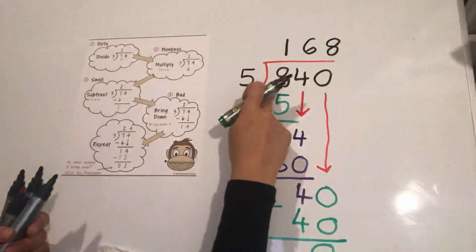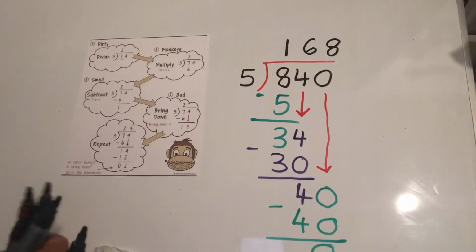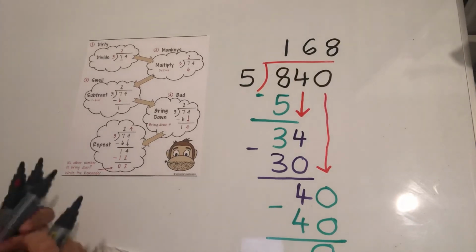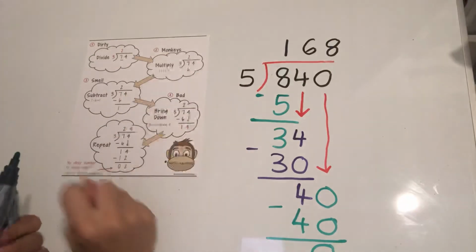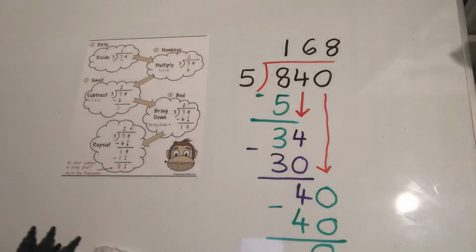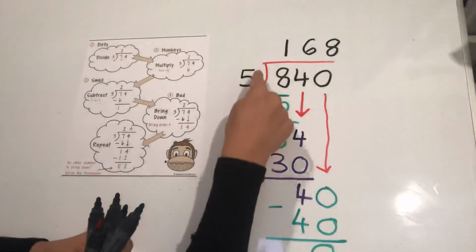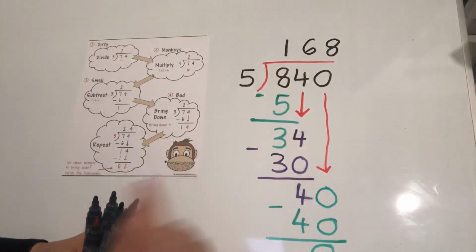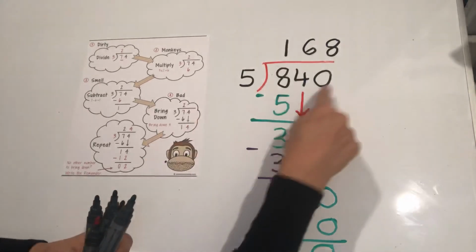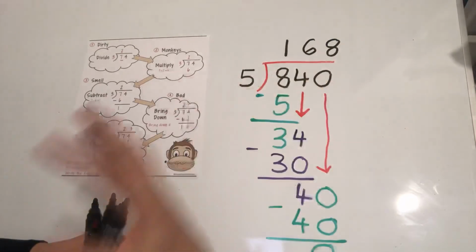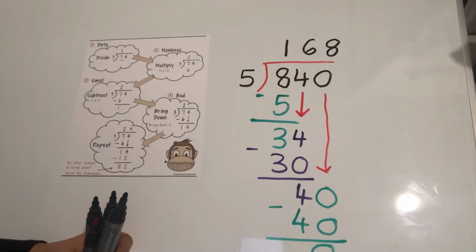So 5 can be divided evenly into 840. So our quotient is 840 divided by 5 is 168. And if we were to multiply these two numbers together, 168 by 5, that would give us our dividend. So that's how we link multiplication and division together, and that's where all our fact family knowledge comes into place and is really, really important.